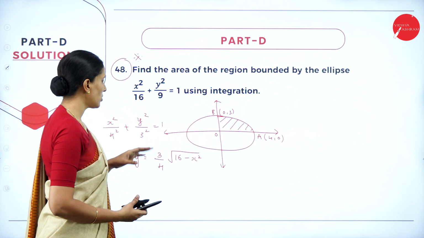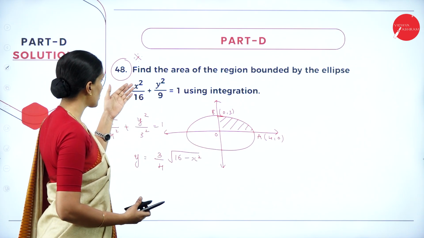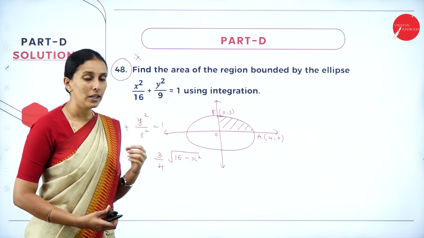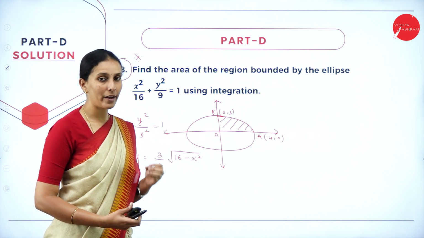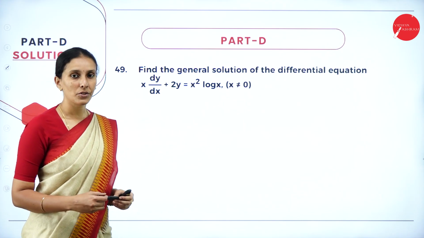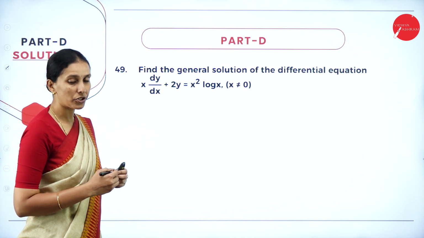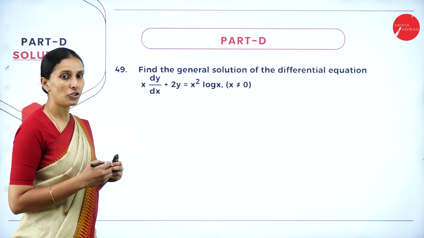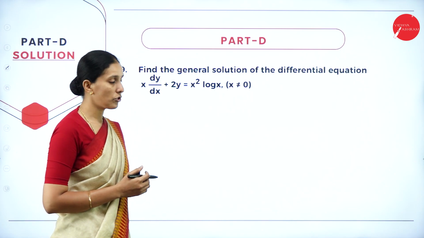Now the same question can be asked with respect to the standard equation of an ellipse, that is x square by a square plus y square by b square is equal to 1, or the standard equation of a circle, x square plus y square is equal to a square. Next question, we have one question from the linear differential equation, that is to find the general solution of the given differential equation. So question number 49 is from the chapter differential equation.